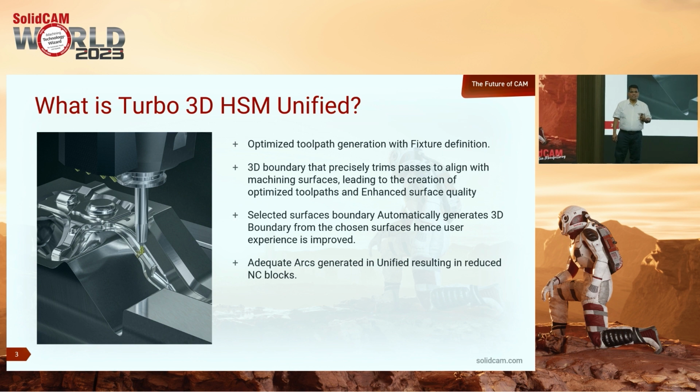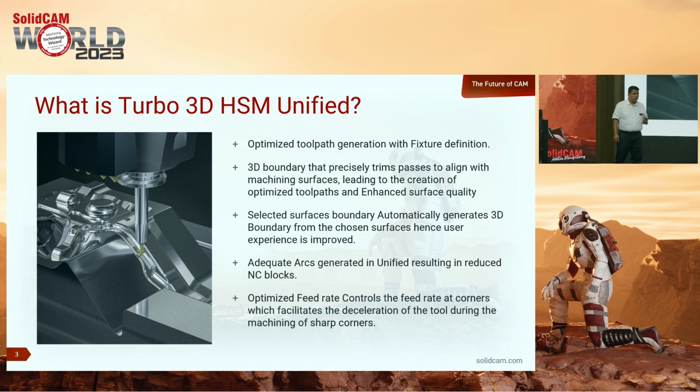Most important thing is the arc generation inside the unified engine. I remember a few of our resellers demanding this inside the legacy HSM as well as in the turbo HSM. We could only do XY arcs in turbo 3D HSM, but with the unified, we are now able to generate arcs in any plane. That will need some adjustments in the GPP, but we can now output arcs in any plane, whether it's XY, YZ, or ZX. Whether you're doing linear machining, rest machining, constant step over, whatever the toolpath is, you can now generate arcs in those planes.